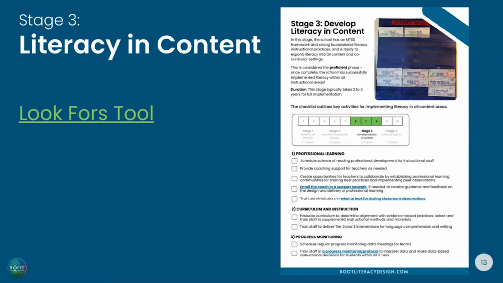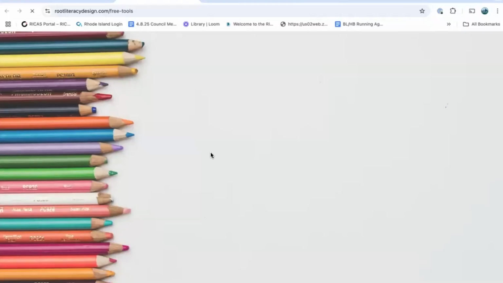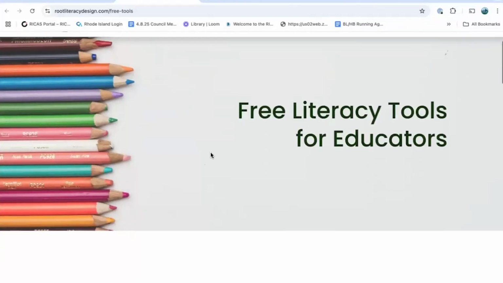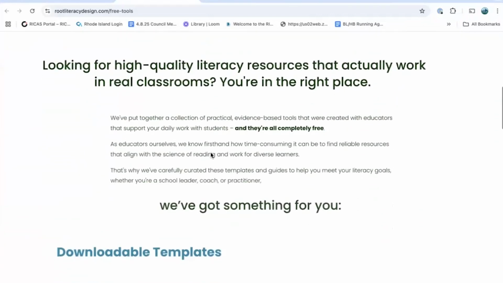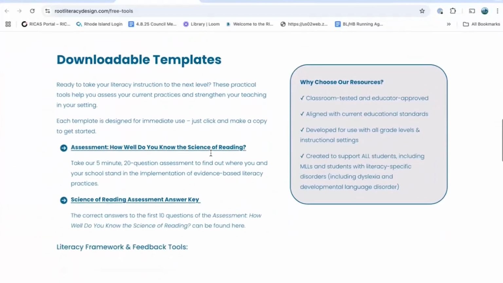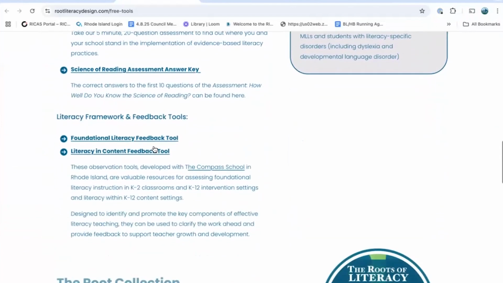Since we had so much success through that avenue with stage two, we then applied it to stage three as well. The Look Fors tool that we'll show here is again available in the same spot on the free tools for educators. If you scroll down, we previously accessed the foundational literacy tool. Now we're going to take a look at the literacy and content feedback tool.